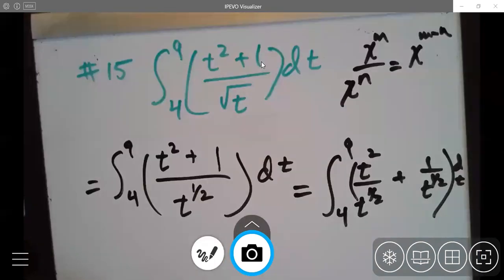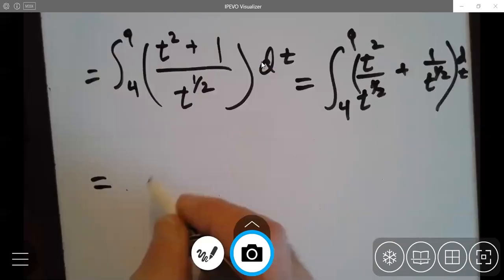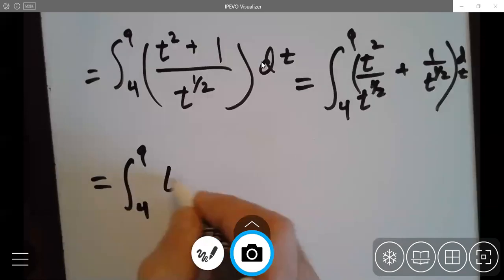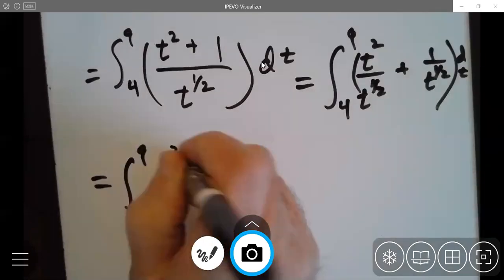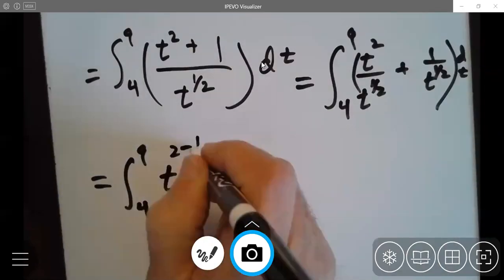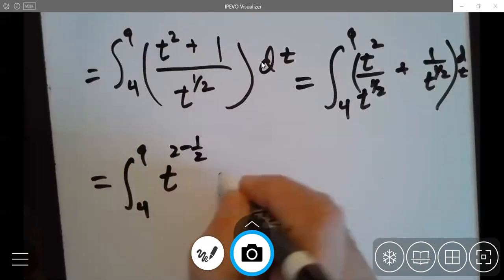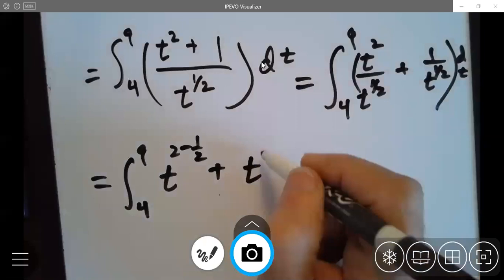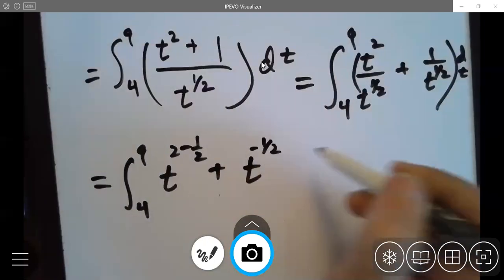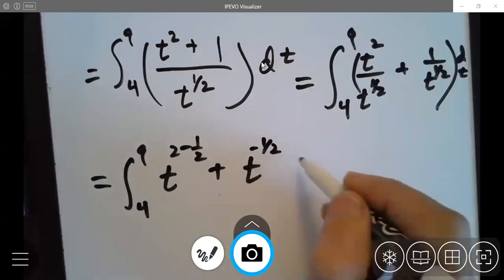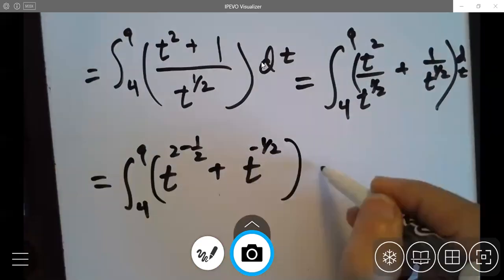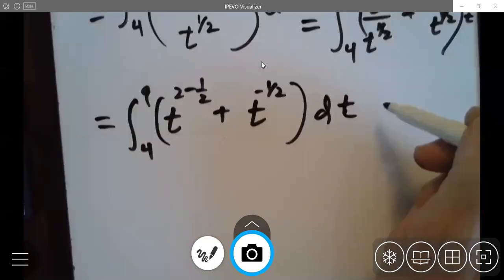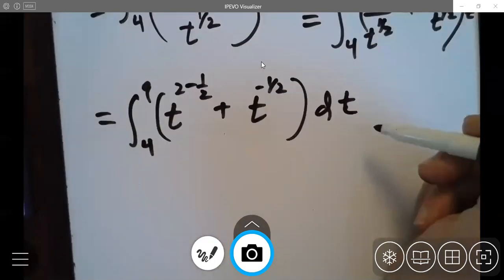So we're going to subtract these exponents. So this will be from 4 to 9, t to the 2 minus 1/2, plus, and then this will be just t to the negative 1/2, right? Because we want to bring that up. Okay, dt. Questions with that?